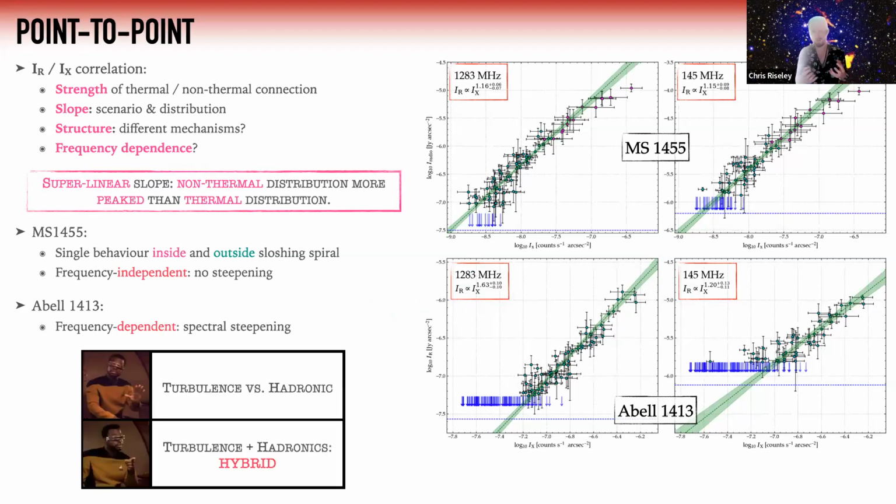And so the key takeaway from looking at these two clusters is we're trying to do away with talking about turbulence versus hadronics and which scenario fits better on balance. But we're moving into a regime where we're starting to explore both turbulence and hadronics being responsible for the generation of mini halos. We're talking about a hybrid scenario with perhaps different mechanisms dominant on different scales. And this is a really interesting and promising avenue for investigation.